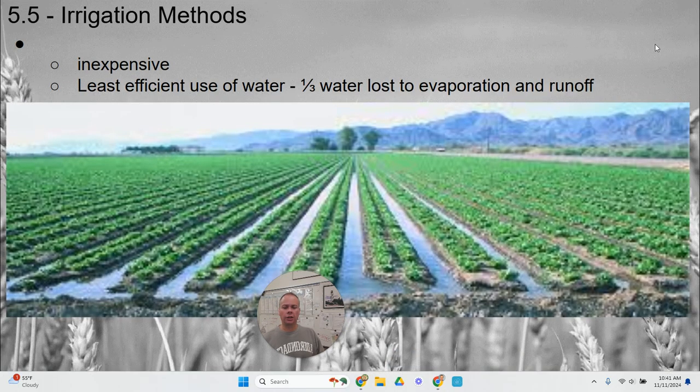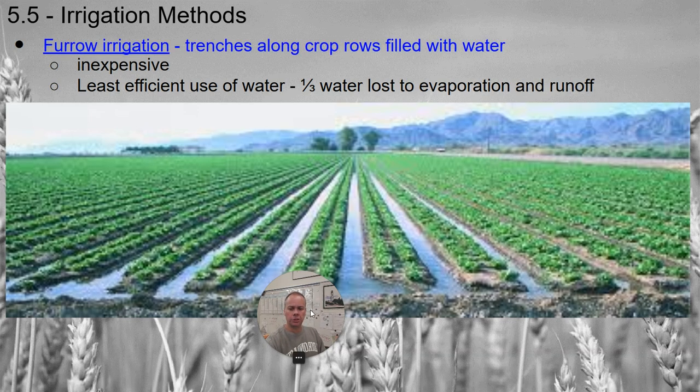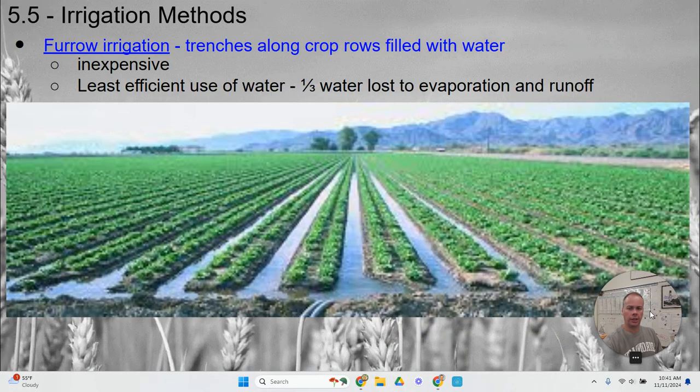So we're going to discuss a few of the different types of irrigation methods that are used. And we'll talk about sort of their efficiency and what kind of crops they may be used for. So what you see in this picture is what's called furrow irrigation. Furrow irrigation is used for row crops, oftentimes corn, potatoes, things like that. And what happens is those crops are typically planted in rows, and then these furrows or trenches are dug alongside, and they're filled with water.